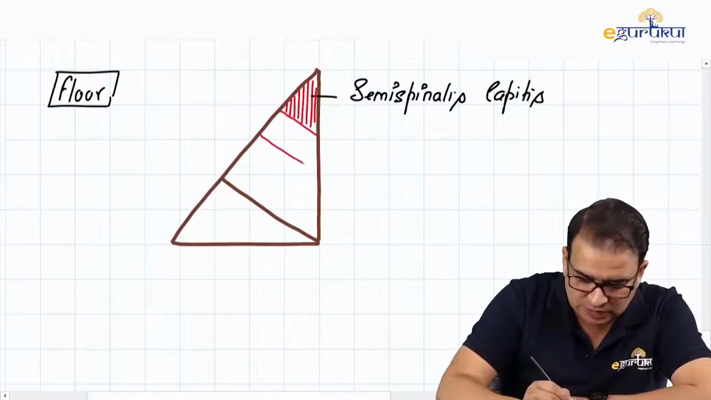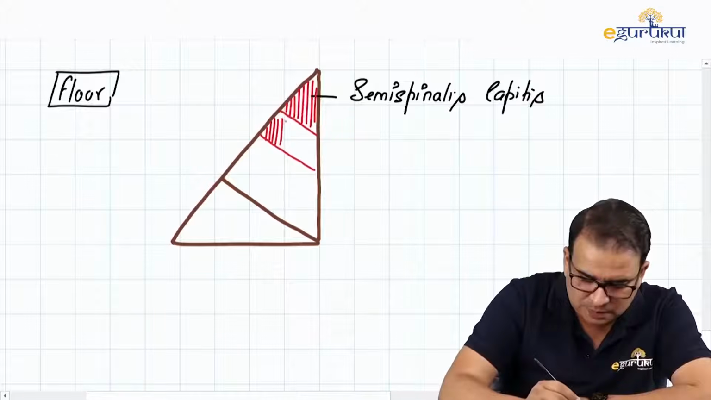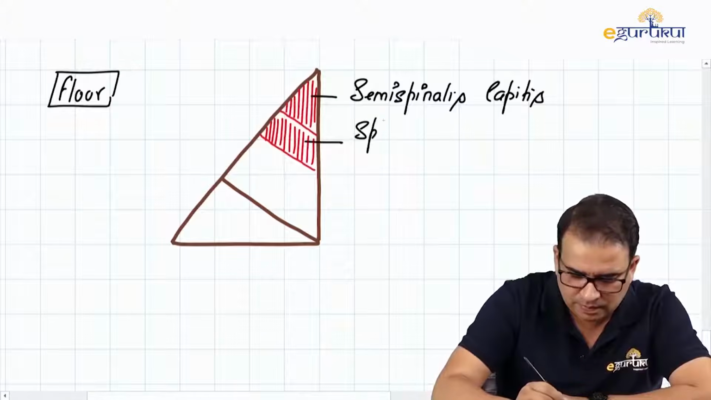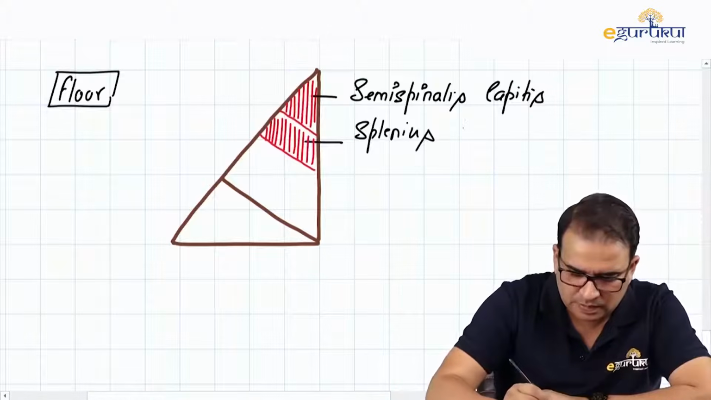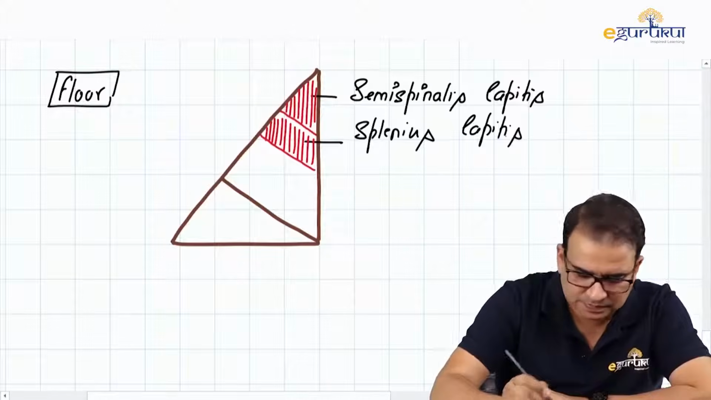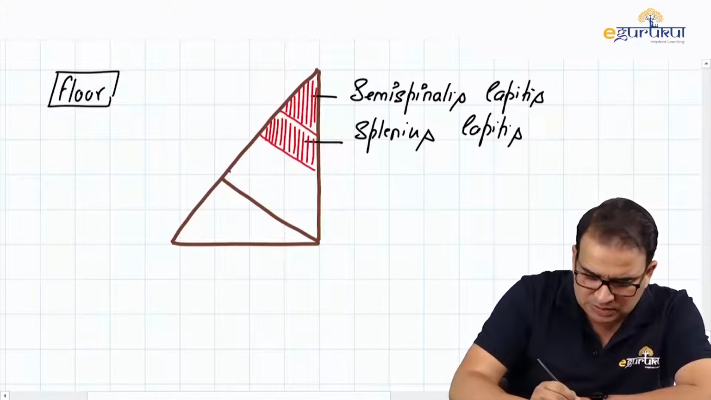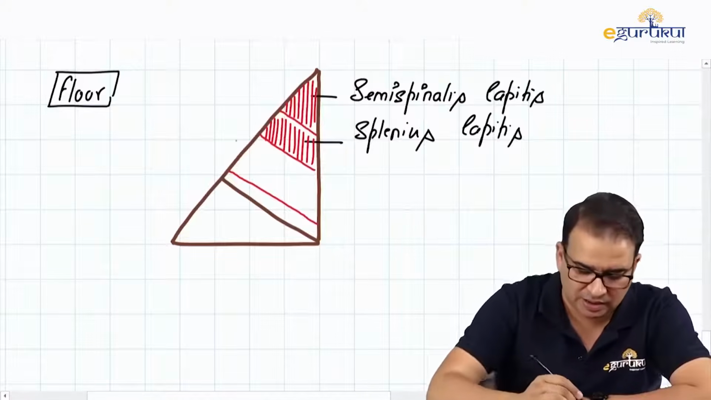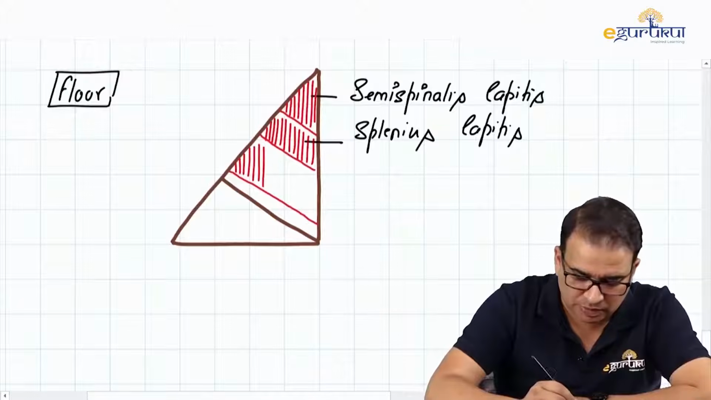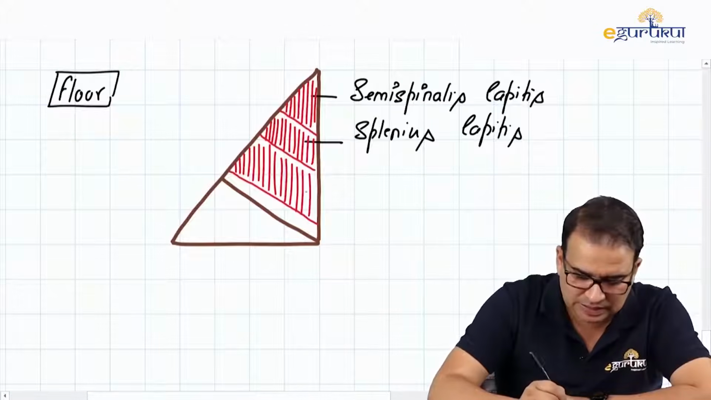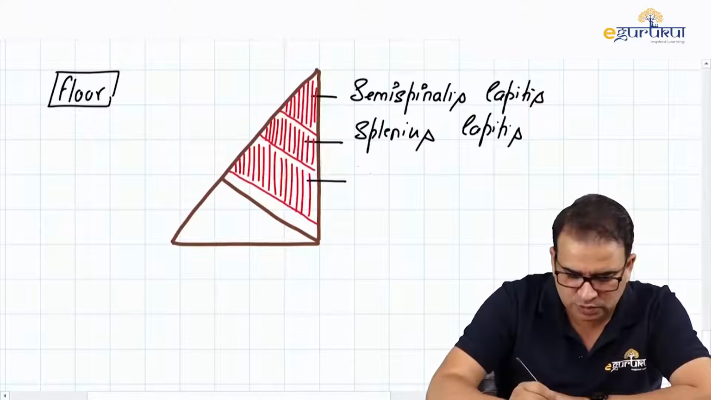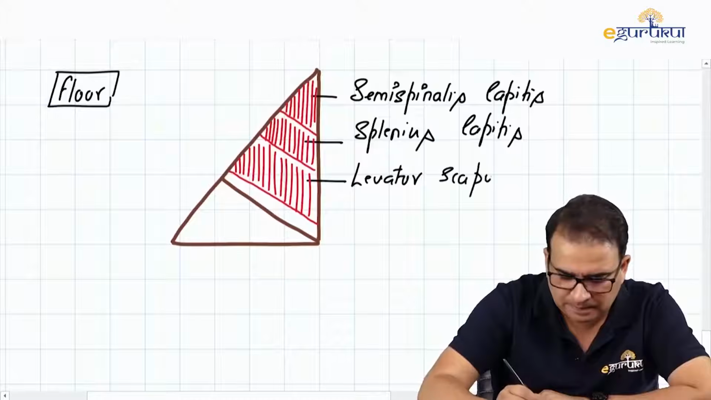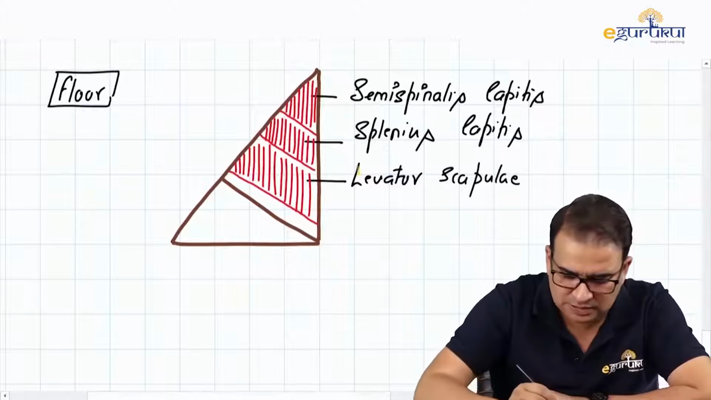Below semi-spinalis capitis, you will see another muscle here that is called splenius capitis. And then comes a huge muscle which is contributing to the floor. In fact, it is the largest contributor to the floor of posterior triangle. And that's why it is an important muscle to be remembered for the question point of view as well. And this is levator scapulae. So third muscle here is the levator scapulae.